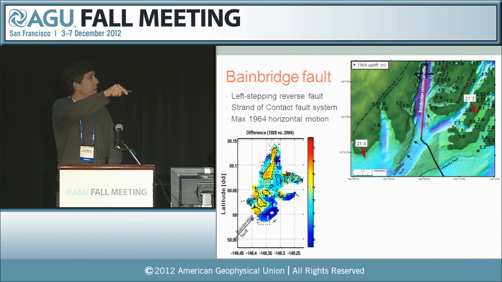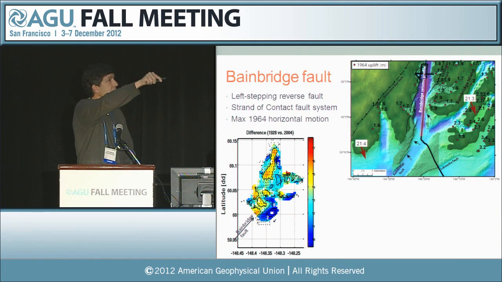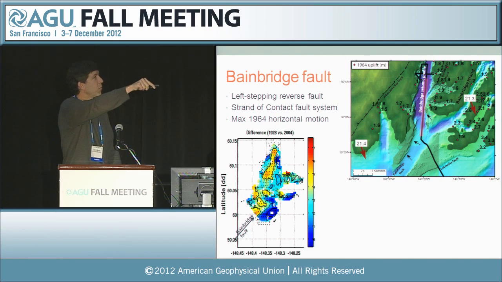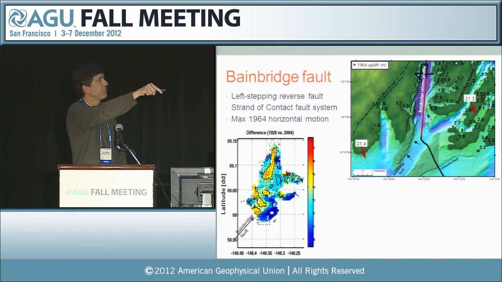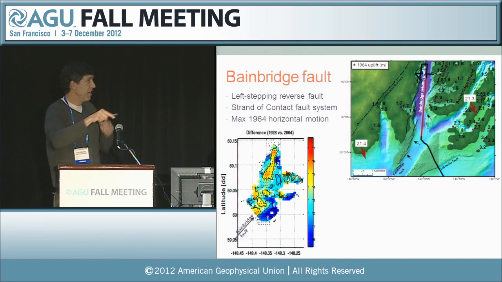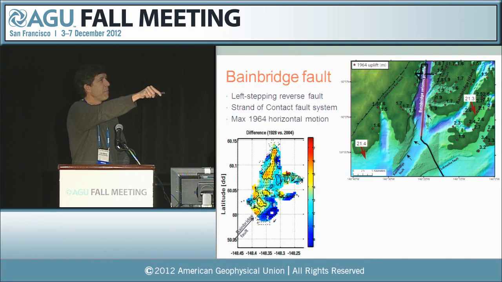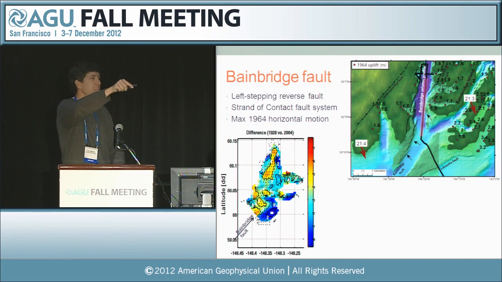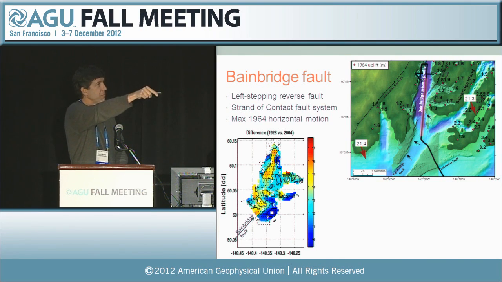Okay, so moving up into the Bainbridge Passage area here, we've got a seismic profile that'll go along here. Before I show that, I wanted to show you another differencing analysis. This is from a 2004 data set subtracted from the 1928 data set. And you can see this Bainbridge fault, which has been mapped on shore as a left-stepping reverse fault, a thrust fault. And you can see it up here. And if you look at the detailed bathymetry, you can kind of see the outline of the new bathymetry. You can see it as a series of left-stepping en echelon fault segments in this area here that extend offshore.